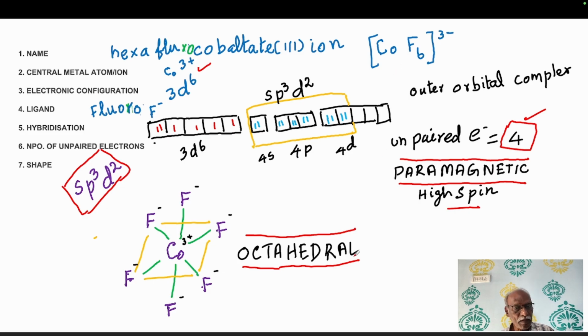Next, its shape is octahedral. It's all because of the coordination number 6. We know the reason for the presence of unpaired electrons is that it's a weak field ligand. Which is a weak field ligand? F minus is a weak field ligand.